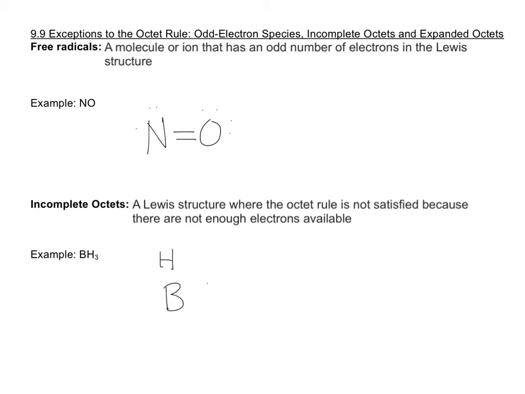We'll put a hydrogen around each edge there. We have 6 electrons, 2, 4, 6, and now we're out of electrons. So we don't even have enough electrons to give boron 8 electrons, and that's okay. So this is one exception where it's fine that you only have 6 electrons.